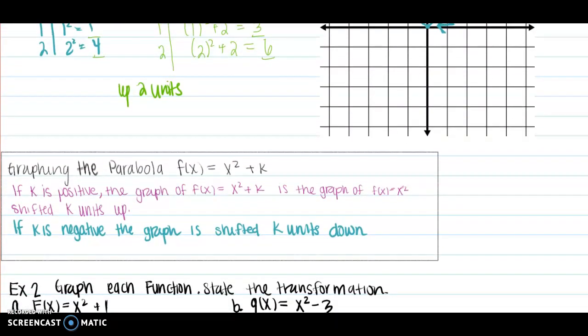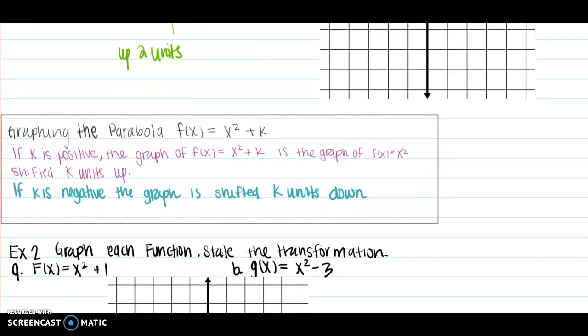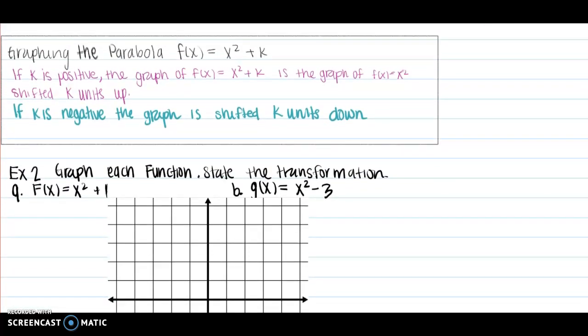All right, so generalizing what we just did is graphing the parabola of f of x equals x squared plus k. So if you have that plus k on the outside, so plus a number, if that number is positive, then it's going to move k units up. And then if that number is negative, it'll move k units down. So let's go ahead and do a couple examples of that.